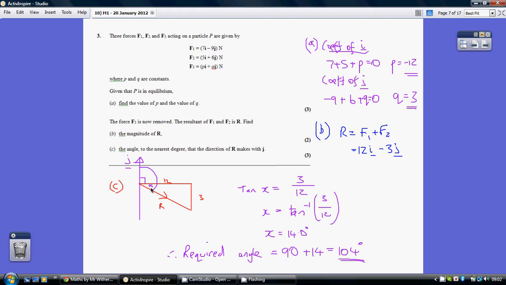Now we're being asked to work out the angle this vector makes with j. Now remember, j is just really the y-axis. So the angle that we need is from here all the way around to here. So that's obviously a right angle plus the x that we've just worked out to be 14. 90 plus 14, 104 degrees.